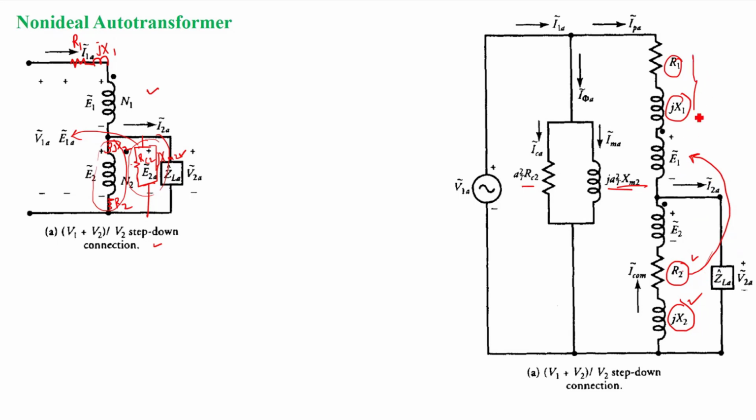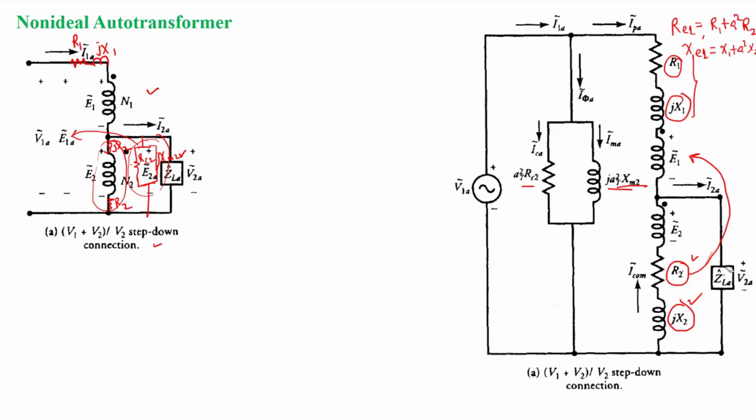Now this will give me an equivalent resistance RE1 and XE1. RE1 we already know: RE1 is R1 plus a square R2, and XE1 is X1 plus a square X2, right? So when I refer these quantities, this circuit will be more simplified. And again, if I refer this load to the secondary side, it will be a square ZLA, and V2A will become a V2A, right?